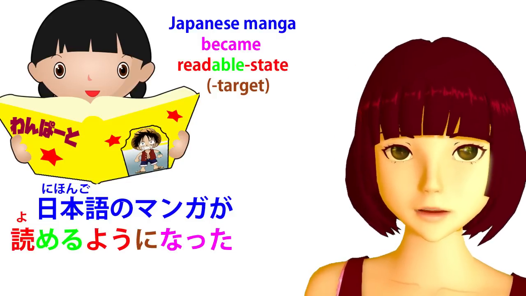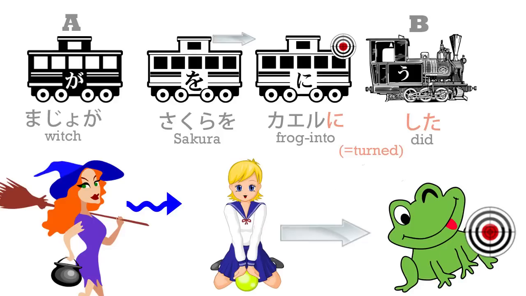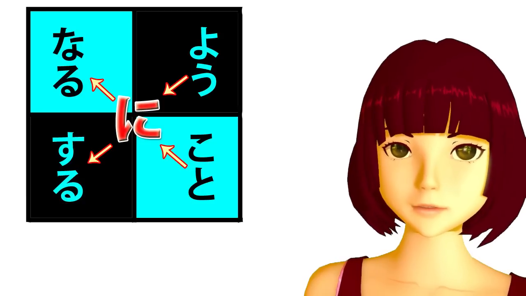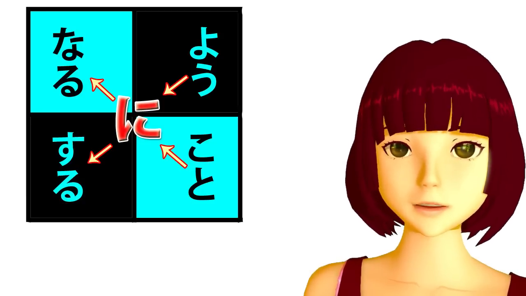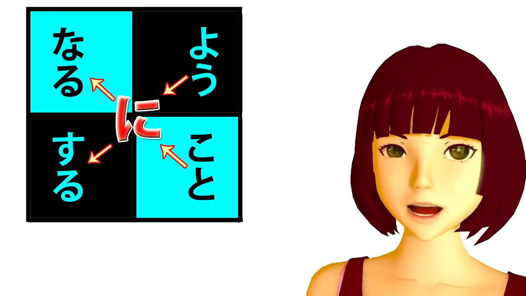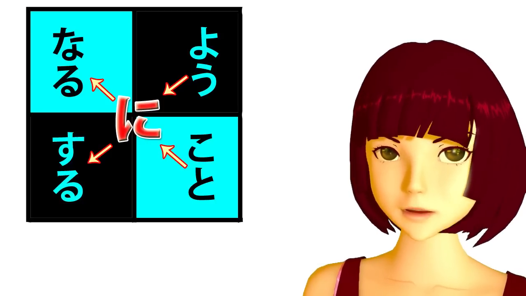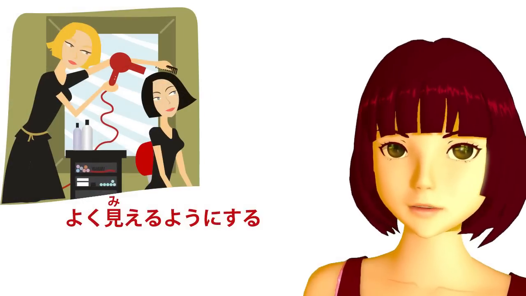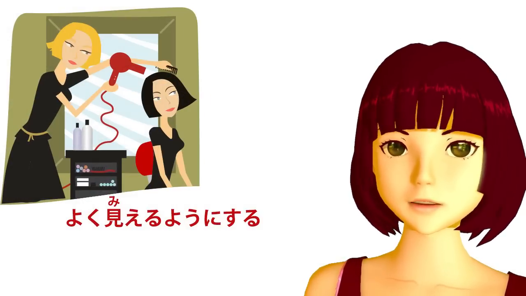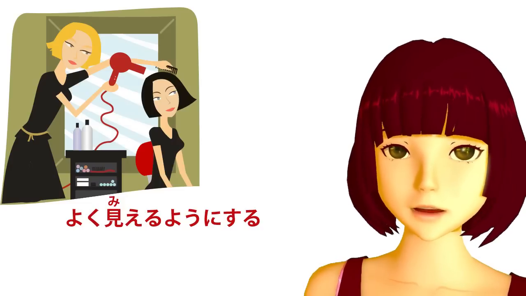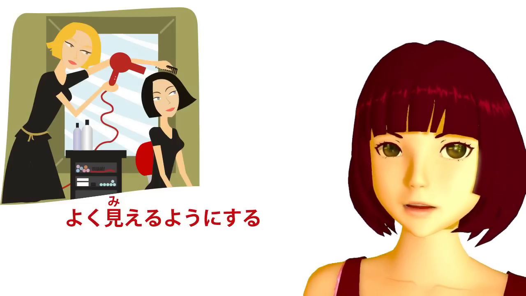If we say 魔女が桜をカエルにした, we are saying the witch turned Sakura into a frog. So ようにする is to make something enter a state. It doesn't enter it by itself. Someone is making it enter the state. So if we say よく見えるようにする, よく見える means to look good. So よく見えるようにする is to make someone or something look good.